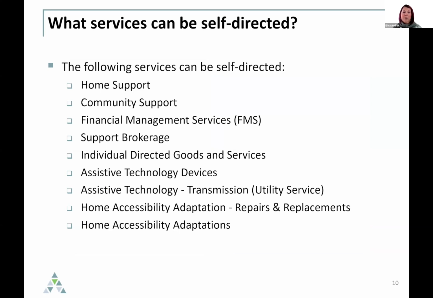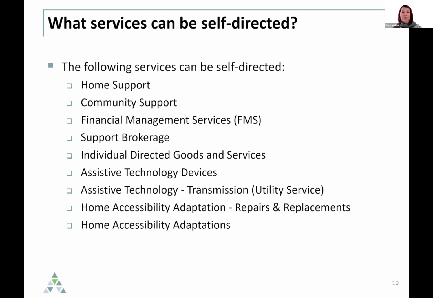Now you're probably asking what services can be self-directed. So the following services can be self-directed in Maine. We have home support. We have community support. We have financial management services. We're going to talk a little bit more about what they are in a minute. We also have support brokerage, which we're also going to talk about a little more in a minute. We have individual directed goods and services. I know I sound like a broken record, but we're going to talk about that a little bit more in a minute too. And then we have assistive technology, devices, and transmission.